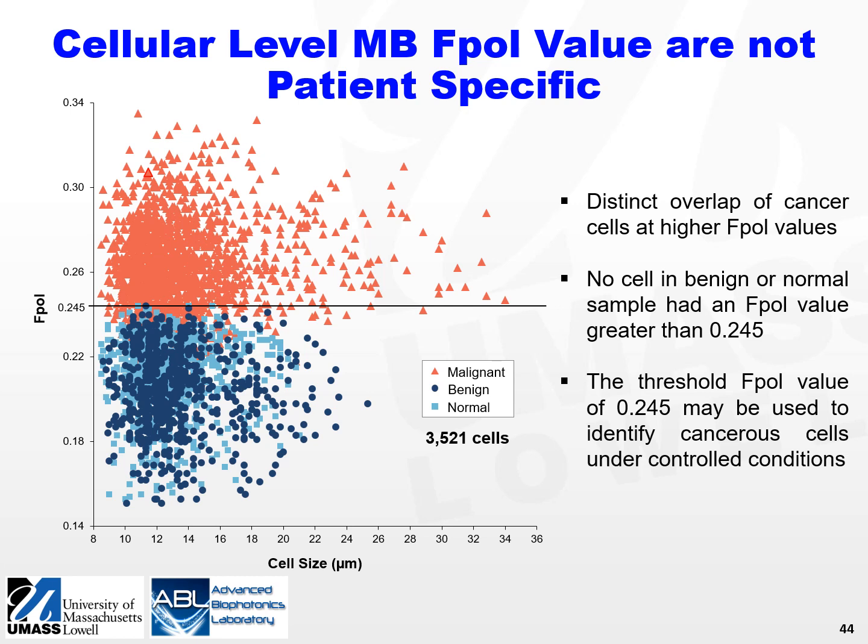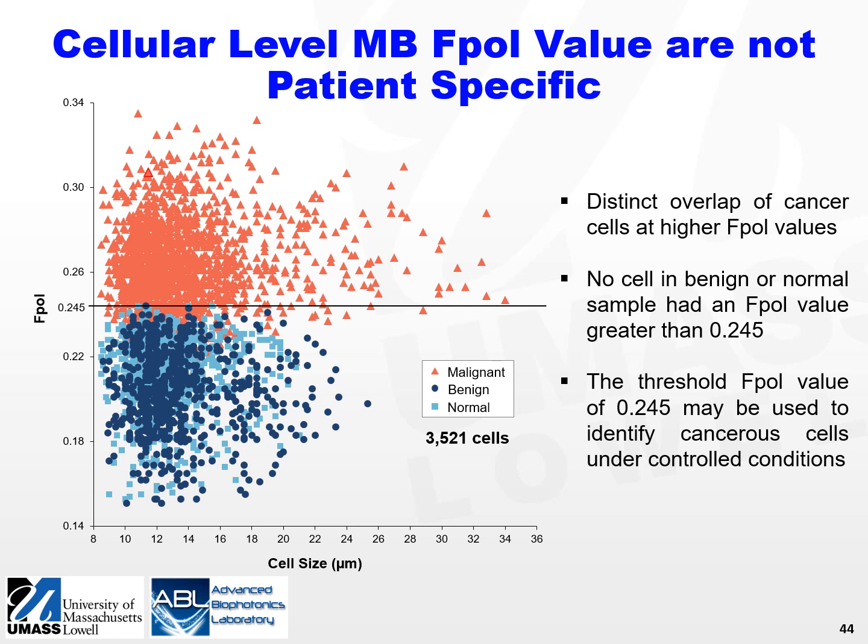This slide shows another interesting result from the study. The scatter plot shows fluorescence polarization versus cell size for all 3,521 cells that we analyzed. Red triangles represent malignant cells, dark blue circles are benign cells, and light blue squares are normal cells.